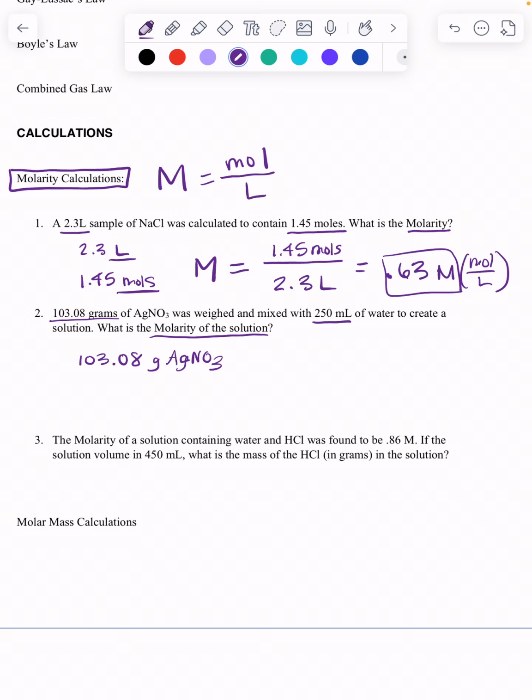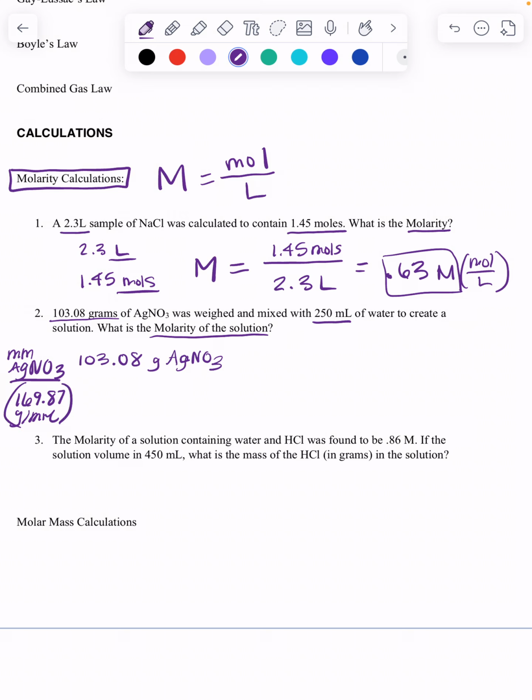So I have 1 Ag, which is silver, so 107.87, plus then I have 1 nitrogen, which is 14.007, plus I have 3 oxygen, so 3 times 15.999. So I have a molar mass of AgNO3 equal to 169.87 grams per mole. Cool. So that's the first step to this.